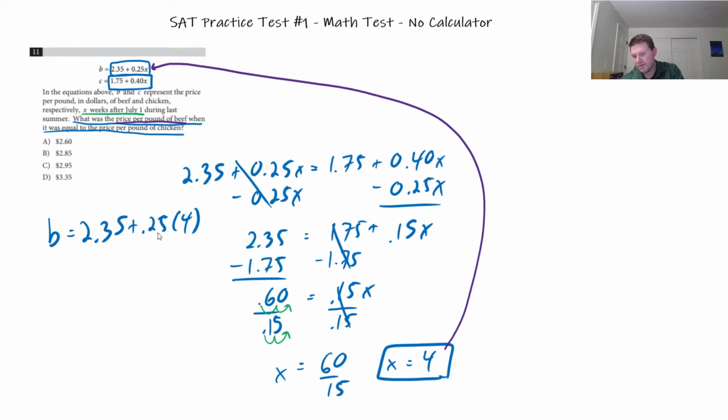Now, the easy way to look at this is just 25 cents times 4, so that's $1, right? Easy peasy. So 235 plus 1, and then you get 335. And that's a wrap.